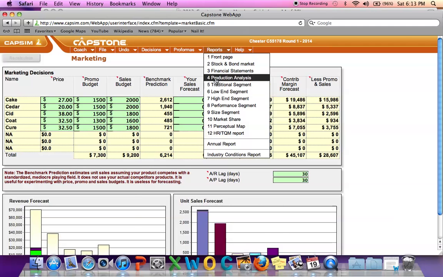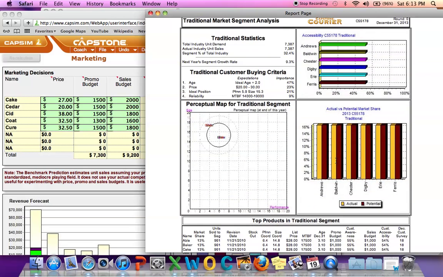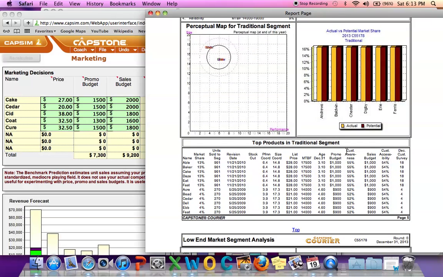If we're looking at our production analysis here, this is going to show you, let's go ahead and move back on down. If you look into any market segment, it's going to show you in this column here your customer awareness, and they're all 55% there because this is round one and the computer did it for us, and then your customer accessibility. Okay, so there's all your figures, and that's where you find it. You can also see what your competitors have put in as far as promo and sales budgets. So that's a lot of great information that you have.